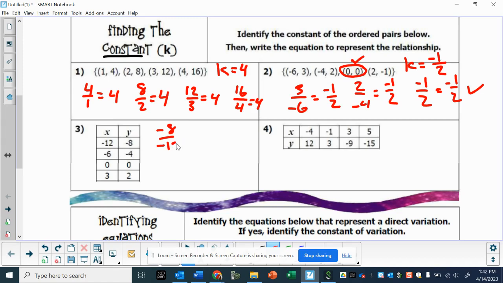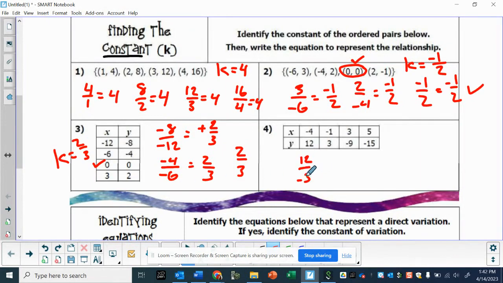Negative 8 divided by negative 12 is positive 2/3. Negative 4 divided by negative 6 is 2/3. 0, 0 is the origin. And our last point is 2 divided by 3. So k is equal to 2/3.